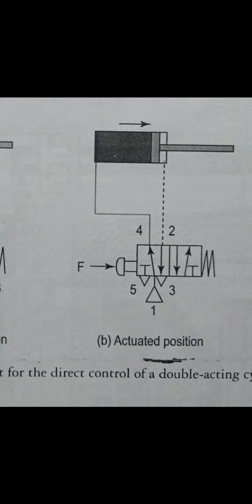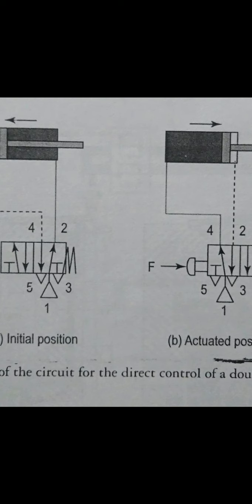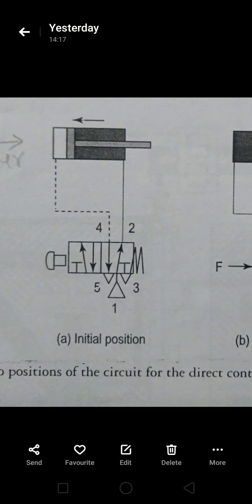Now when we are taking back this push button to the initial position, what happens is the pressure port is connected to 2, so when air passes through 2, it gives a push to the piston. So the piston moves towards the left side, and whatever air remains on the left side of the piston will pass through 4 and thus through 5 as an exhaust, right?